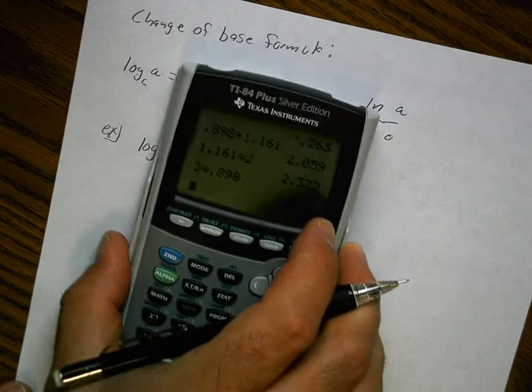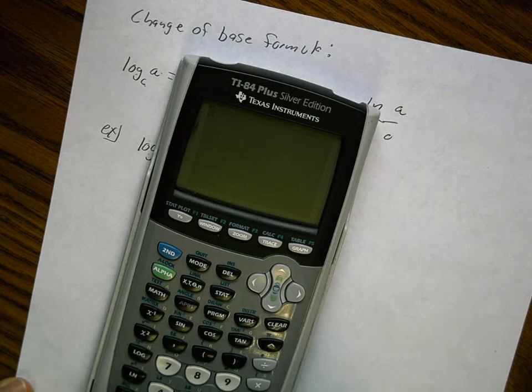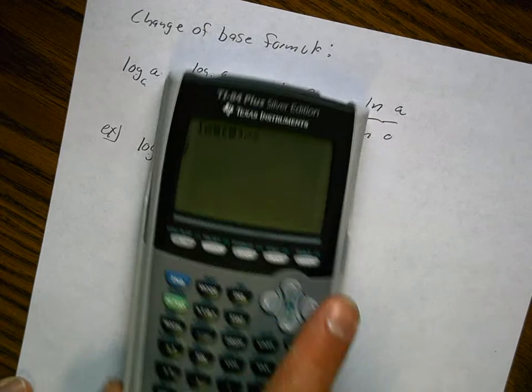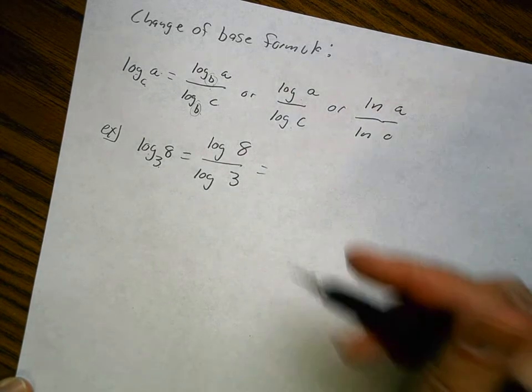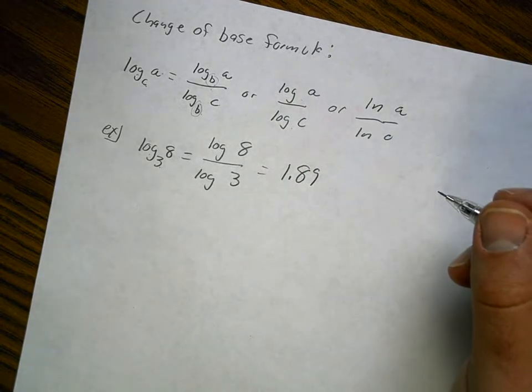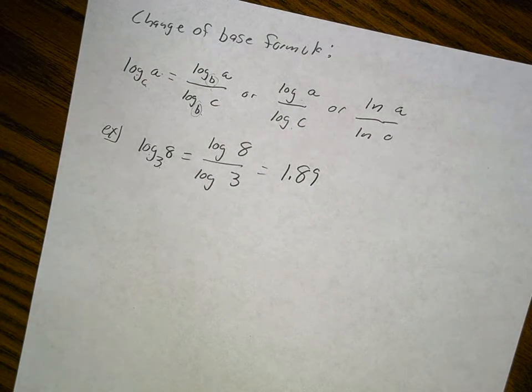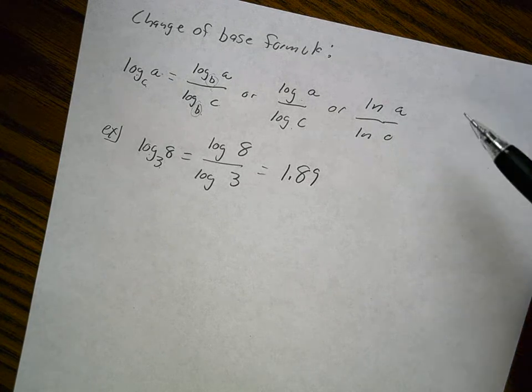If I do that, we'll go through it here. Log button, log of 8 divided by log of 3. Make sure you get the parentheses in there in the proper place. 1.89. That's what I'm going to get there. So that's the last thing in this section. We will look at an application about sound intensity in class.